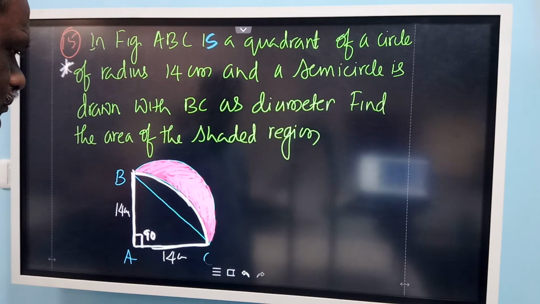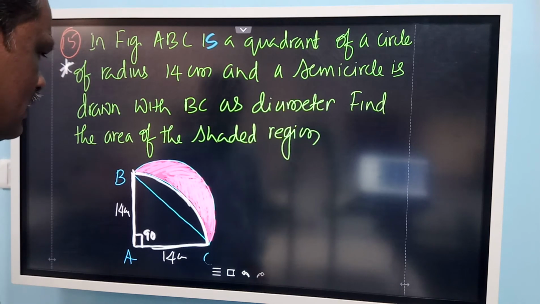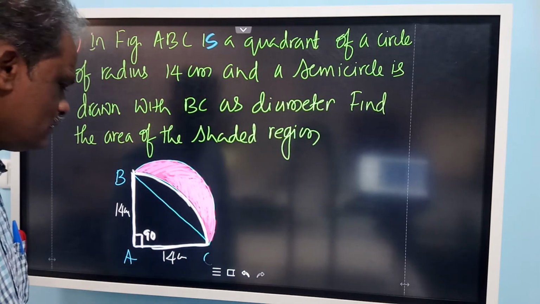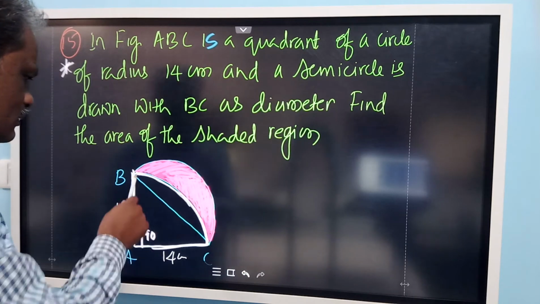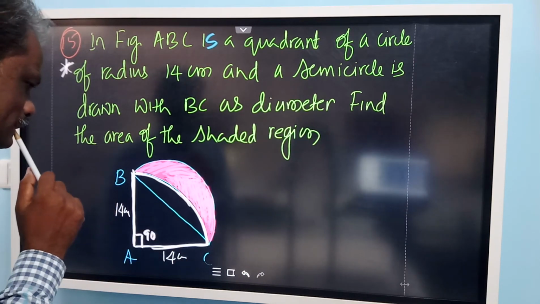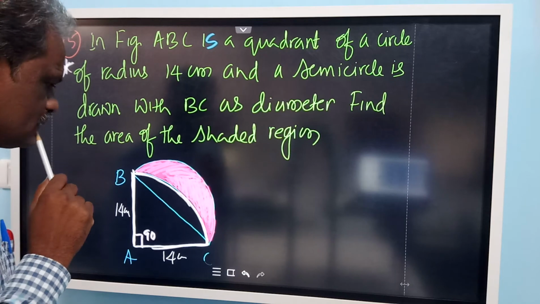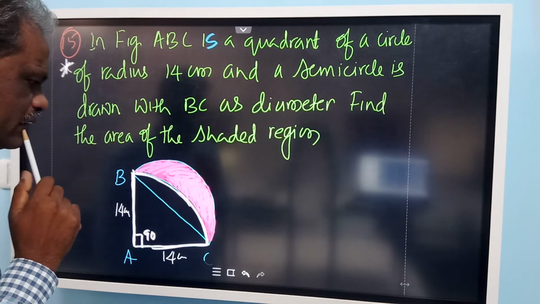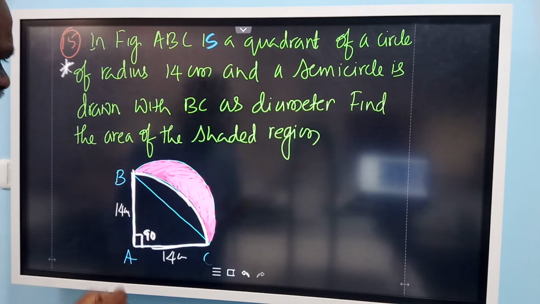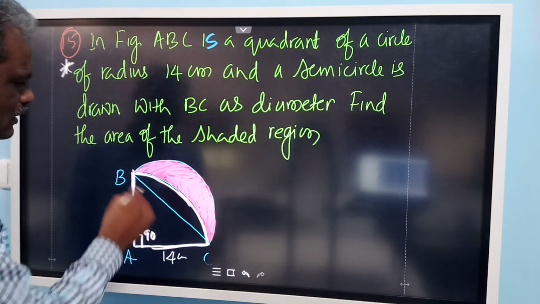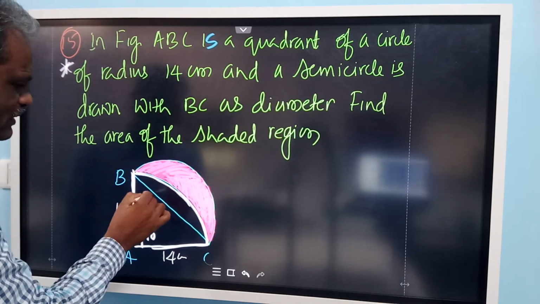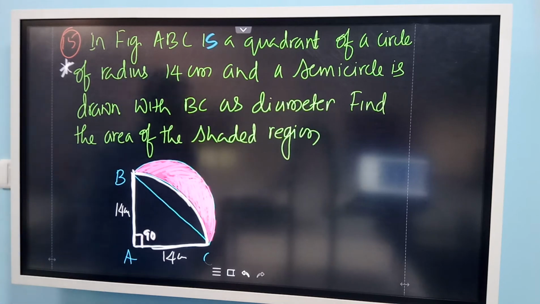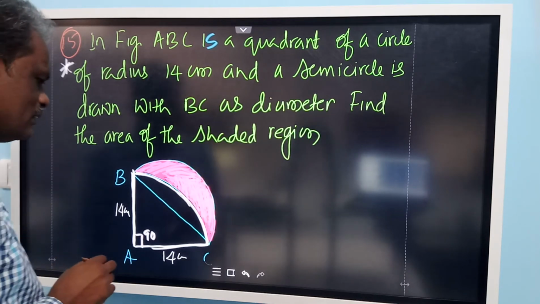Sir, first of all, we want to find the area of the semicircle. Then we can find the area of the segment BC. And we can subtract the area of segment BC from the semicircle, and we will get the shaded area. Good. So we need to find the area of this segment here. From this semicircular region, if you subtract this segment, then you will get the area of the shaded portion. Okay, that is good.